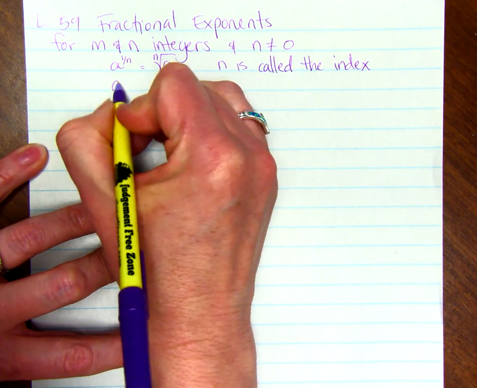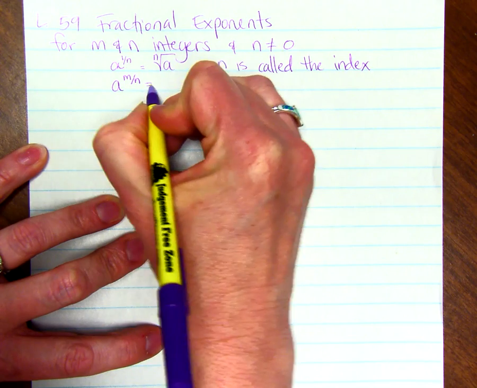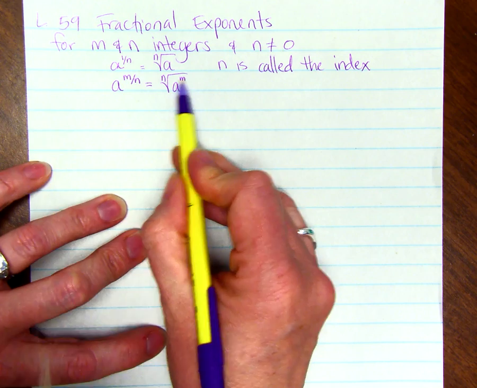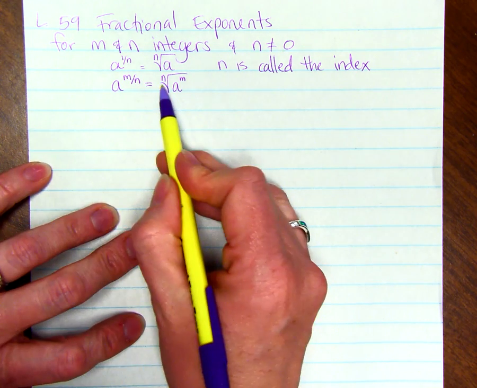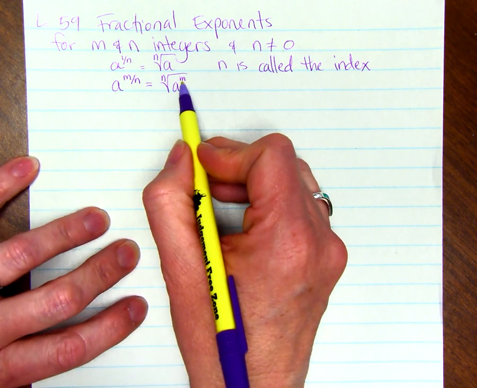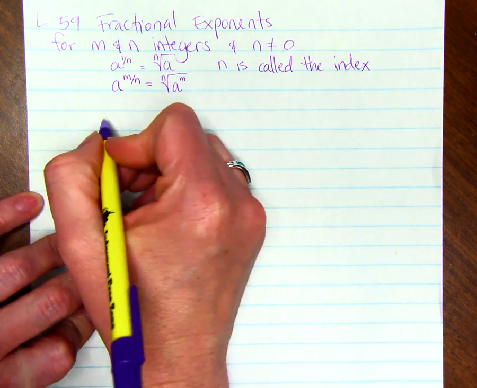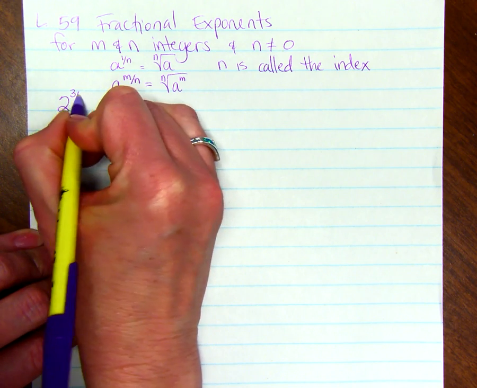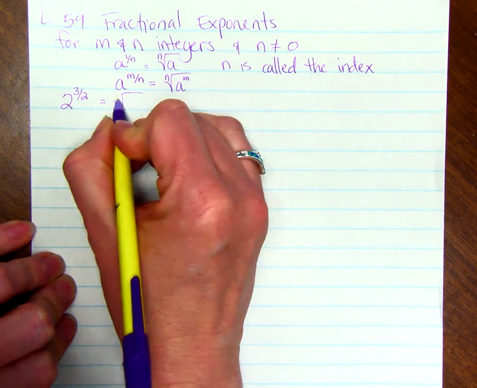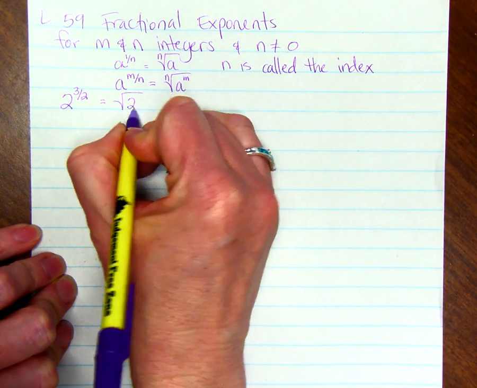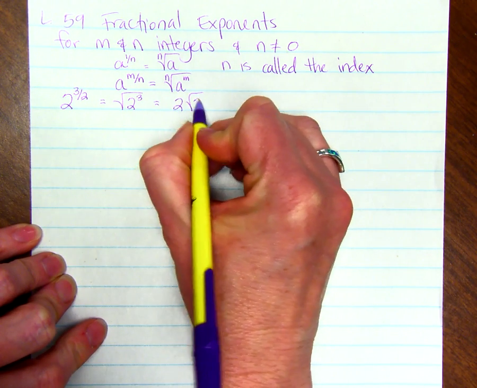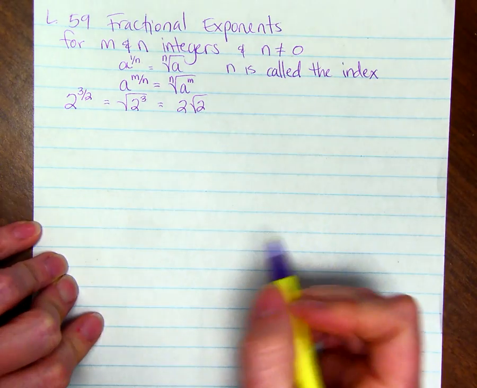Like the square root. So a to the m over n means the nth root of a to the mth power. So whatever the denominator is, that's your index. What the numerator is, that is your exponent on the radicand. So here's an example. If I have 2 to the 3 halves, the denominator, which is 2, means the index is 2. So it's just the square root of 2 cubed. And you can reduce that to 2 square root of 2. Or not reduce, but simplify.